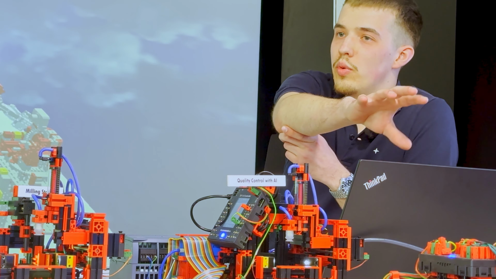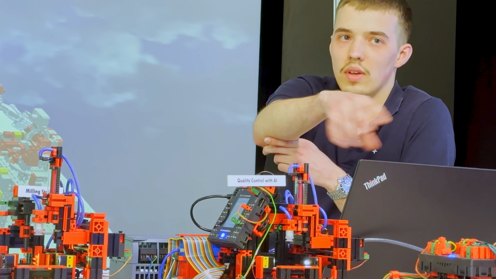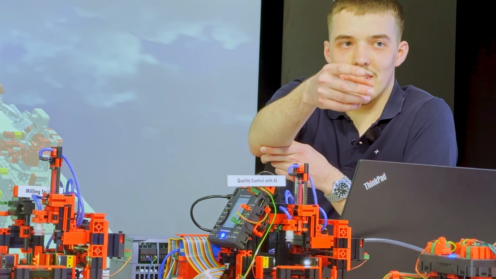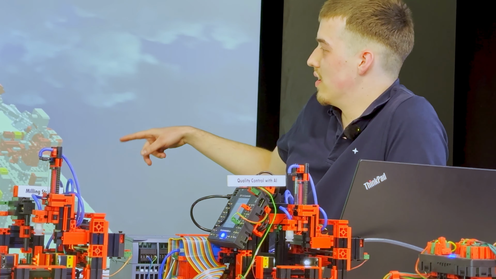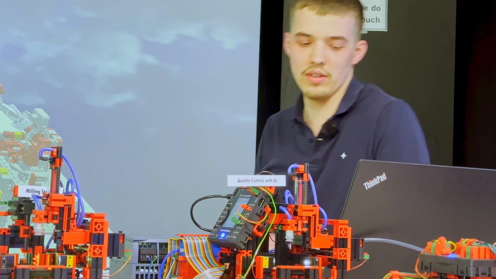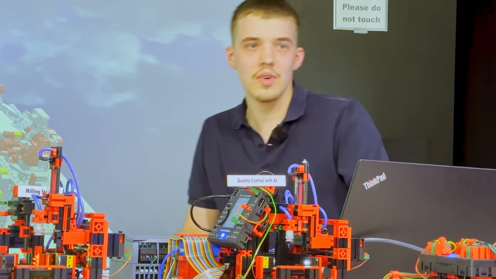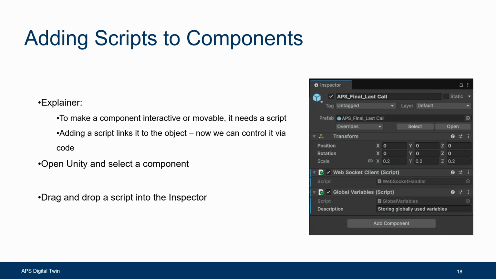This is the view where you place and arrange the objects. And the game view is the view you will later see in the WebGL or when you play the game.